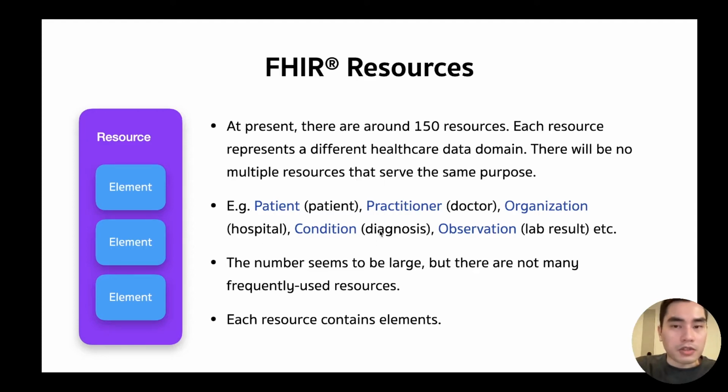The number of resources, 150, seems to be so many, but this happened because FHIR was designed to cover as many situations in healthcare as possible. So that's why there are so many resources. But when we look into these resources, we will find that for our specific context, there are not so many resources that we will frequently use. And like in this diagram, each resource contains elements inside that resource.